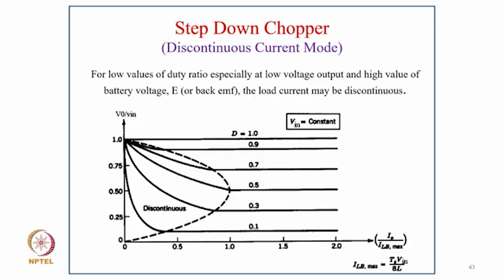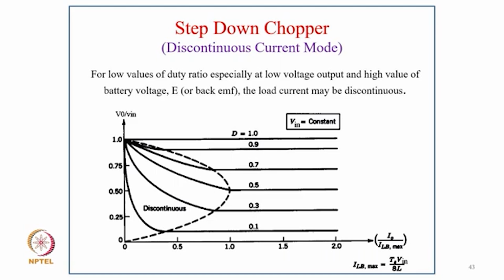And typically discontinuous current mode of this step-down chopper happens either when your duty cycle is low, or your inductance is quite low, or the back EMF is high. So these are the conditions where you have a chance of going to discontinuous mode. So for a low value of duty ratio, at low output voltage and high value of battery voltage or back EMF E, the load current may become discontinuous, as you see the boundary here.